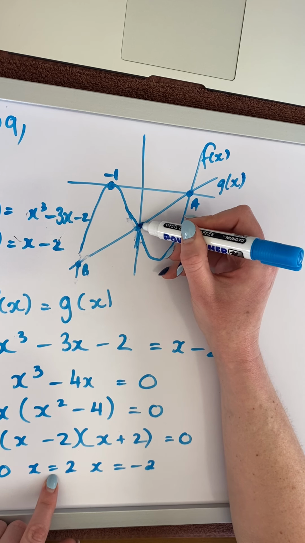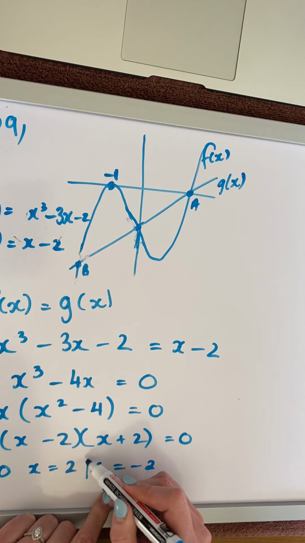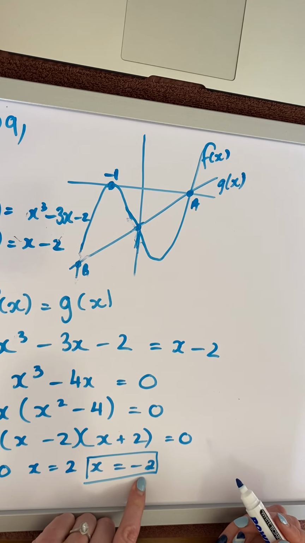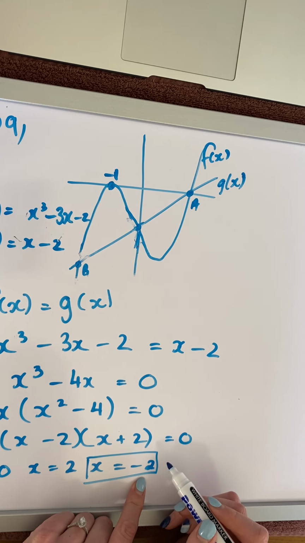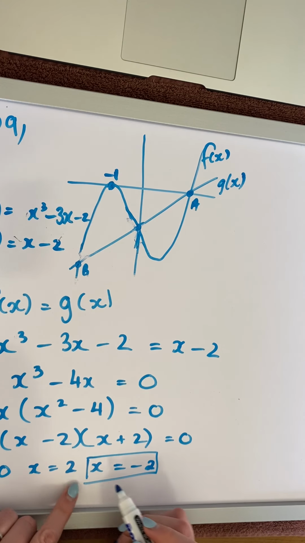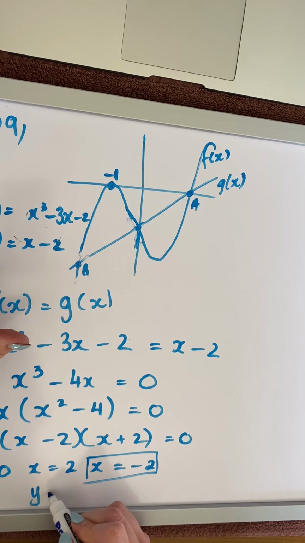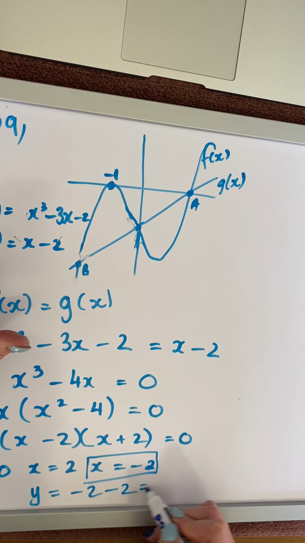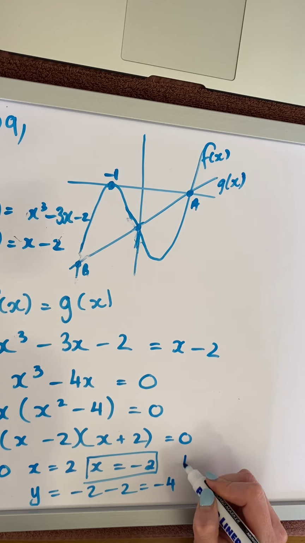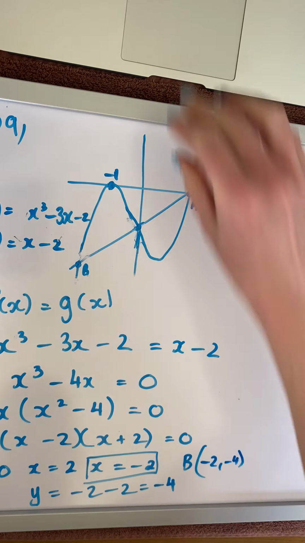This point here on the y-axis occurs when x equals 0. So for b, we are concentrating on the x value, x is equal to minus 2. To get the equivalent y value, we can substitute into either of f of x or g of x. g of x is probably easier, it's simply x minus 2. So y is equal to minus 2 minus 2, which is minus 4. So therefore the coordinates of b are minus 2, minus 4.